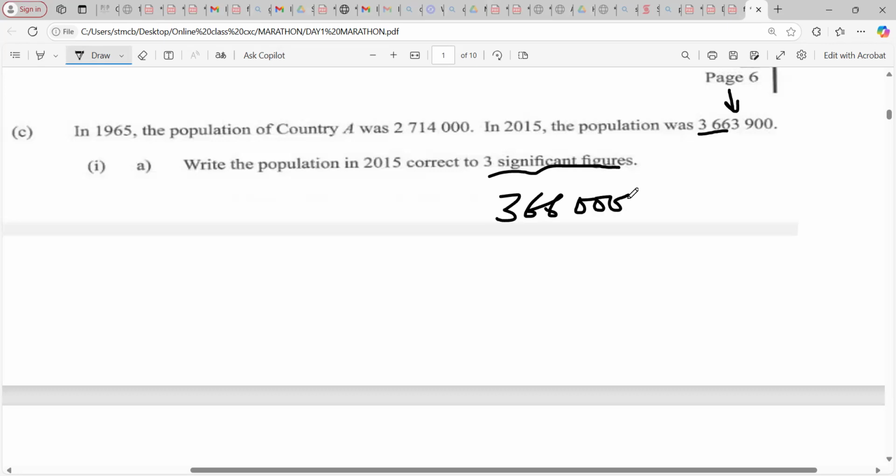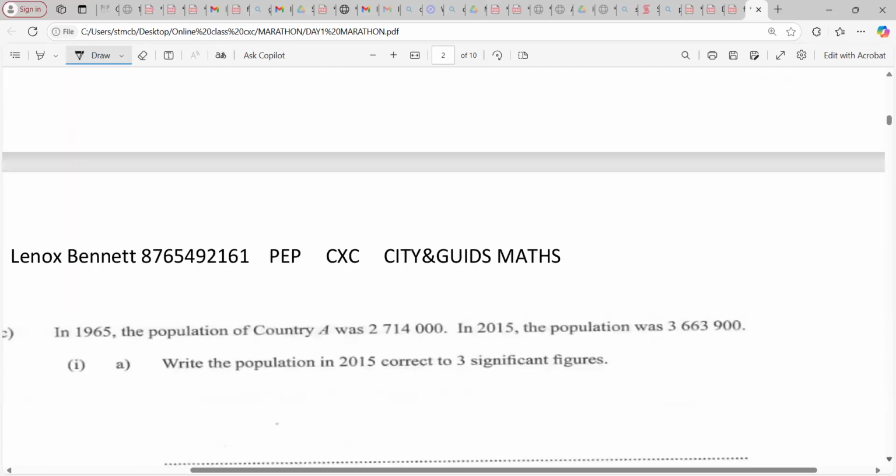These zeros are said to be insignificant, so this would be the three significant figures. You just add the zeros to keep the value of the number the same. 1, 2, 3, 4. So it shows a true reflection of the number. So this will be your answer: 366 and you add the zeros.